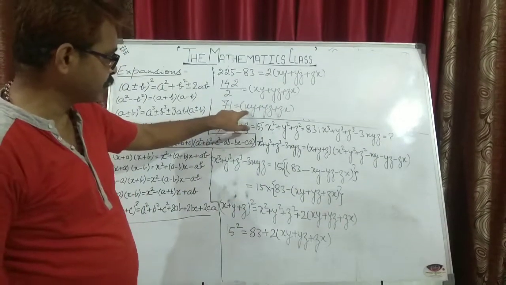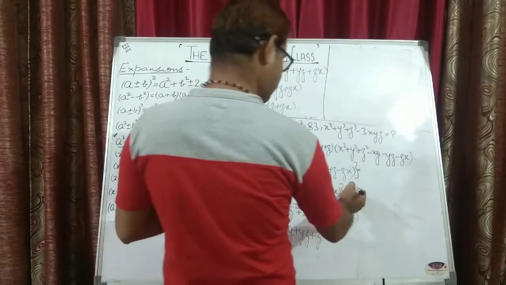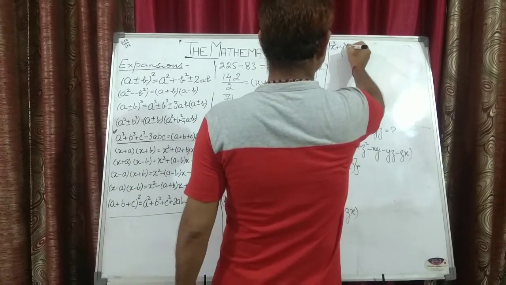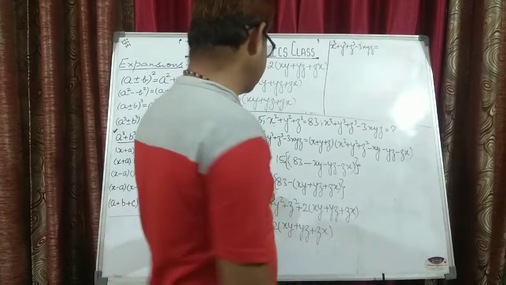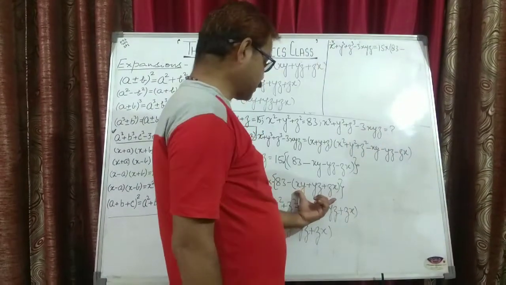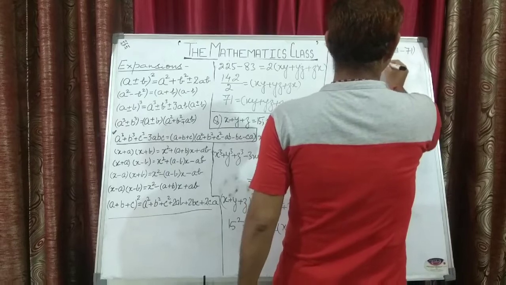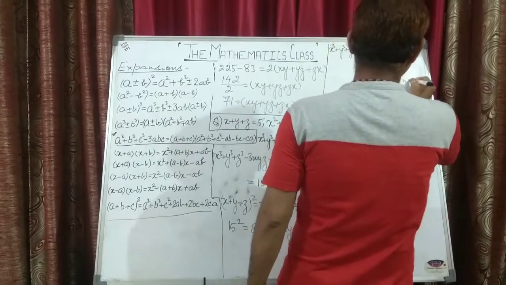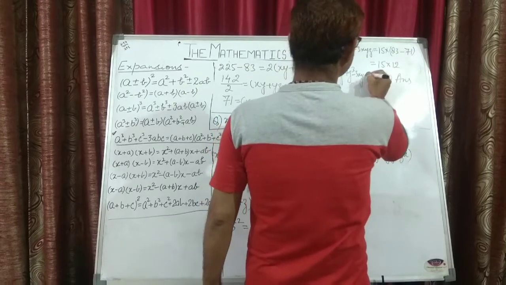Now we can put this value of xy plus yz plus zx, which is 71, into the equation. So I am writing it over here. From this equation, x cube plus y cube plus z cube minus 3xyz was equal to 15 into 83 minus xy plus yz plus zx, which is equal to 71. So minus 71, this will be 15 into 12. 12 times 5 is 60, so 180 is the final value of x cube plus y cube plus z cube minus 3xyz.